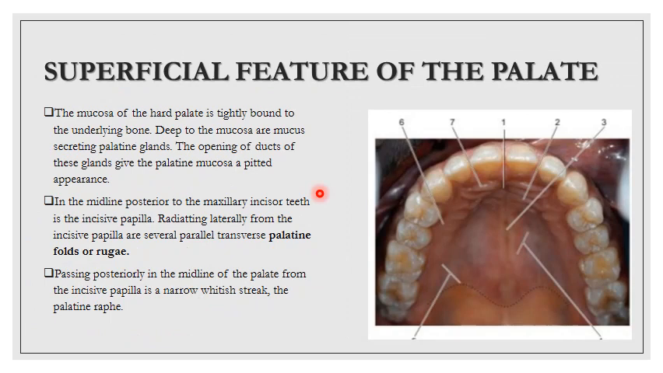Here are some superficial features of the palate. The mucosa of hard palate is tightly bound to the underlying bone. Deep to the mucosa are mucus secreting palatine glands. The opening of ducts of these glands give the palatine mucosa a pitted appearance.